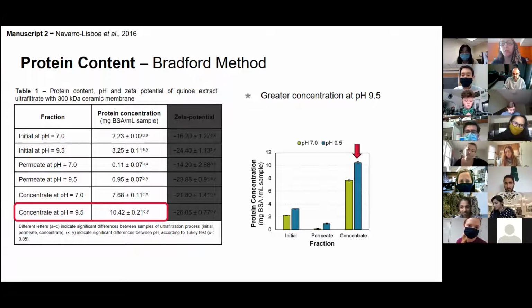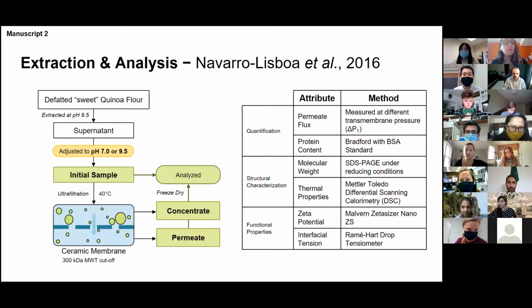Didn't they solubilize the protein first and then ultrafilter? Or filter, I'm not going to call it ultrafiltered. At what pH did they solubilize the protein? They extracted at 9.5 and then they adjusted the pH after they collected the supernatant. How they adjusted it, they didn't explain.